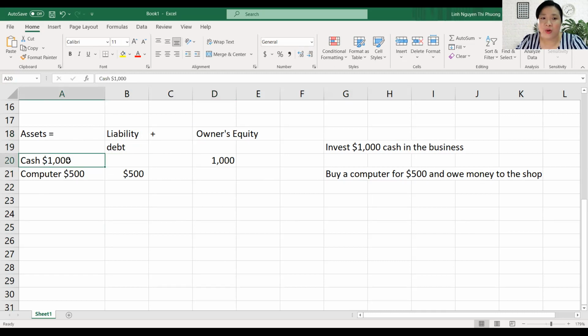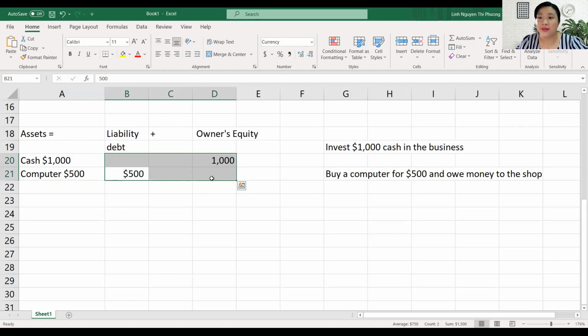Okay, so first 1,000 equals 1,000 here on the right side. 500 computer equals 500 debt or liability. All right, so the total here will be 1,500 on the left side and 1,500 on the right side, right? So this is called the accounting equation.